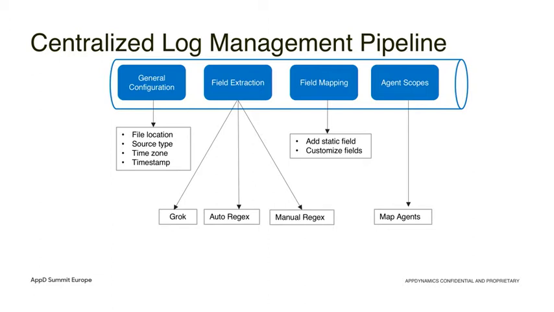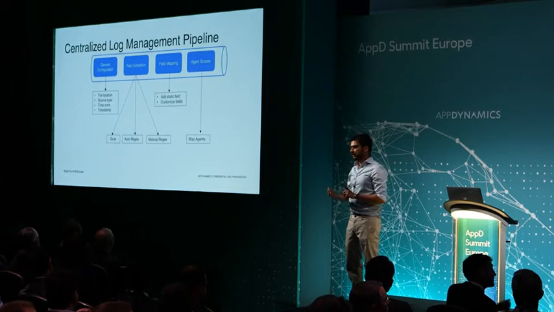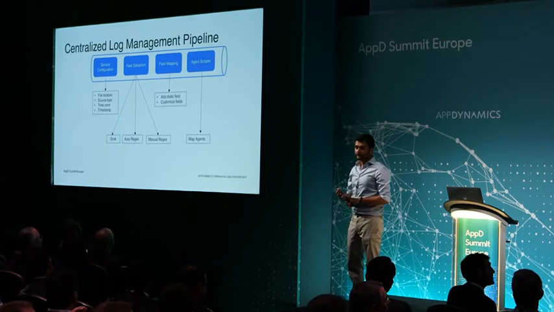If you wanted to override the time zone, you can do that. Next, you specify field extraction using either grok patterns, if you've already set them up, or automatic regex, and I'll show you that, or manual regexes. Then you do field mapping. You can map that field to another one.